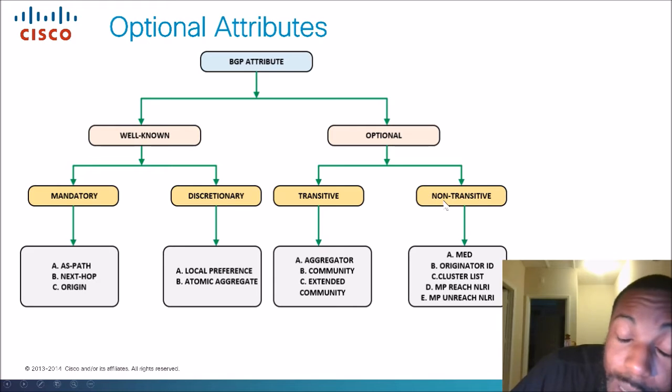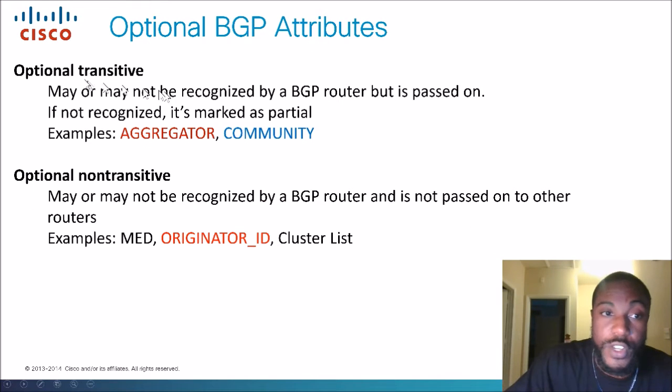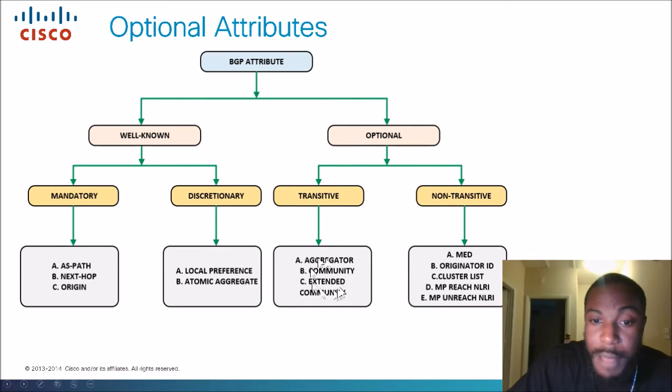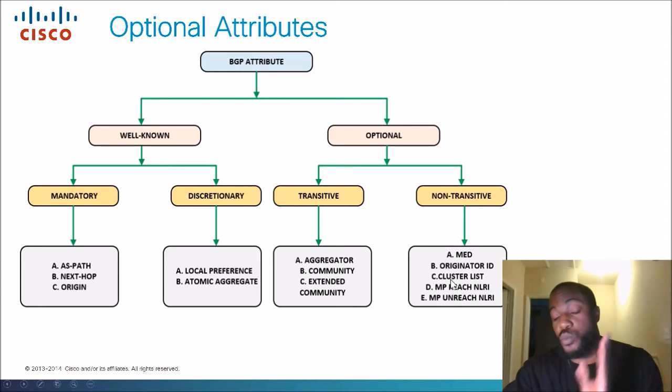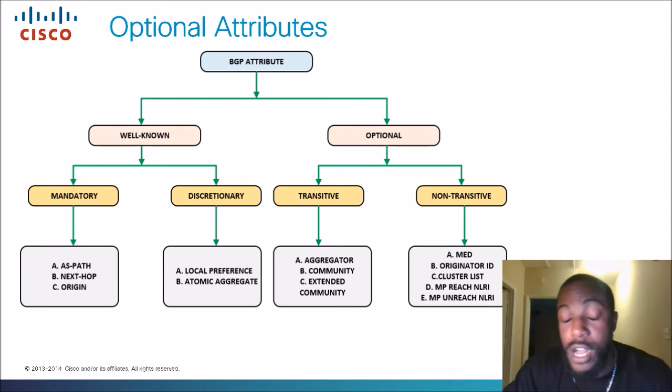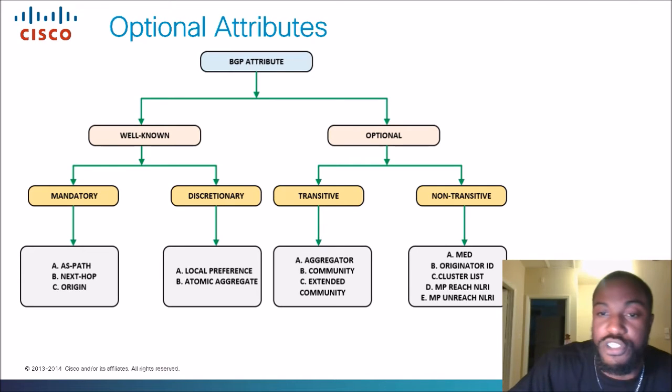Non-transitive means it won't be passed on. So if you notice, these are the optional transitive attributes, and these are the optional non-transitive attributes. Again, we're not going to go over every single one of these. We'll go over the ones that really influence the best path algorithm, or the best path selection, right?